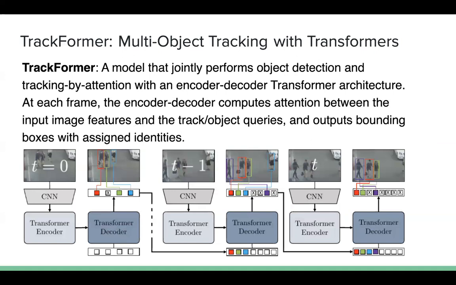The second algorithm I chose was TrackFormer, and this is a model that jointly performs object detection and tracking by attention with an encoder-decoder transformer architecture. It uses transformers, and it is able to compute the attention between the input image features and the track object queries, and it outputs the bounding boxes that you see below with the assigned identities. So it takes both tasks and combines them into one using transformers.